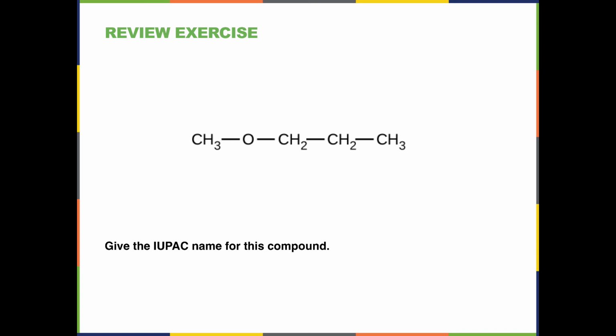This is another ether. It has a methyl group and a propyl group. So you can either call it methoxypropane, 1-methoxypropane, telling you that it's on the end of the propyl group, or it's methyl propyl ether. So it's either 1-methoxypropane or methyl propyl ether.